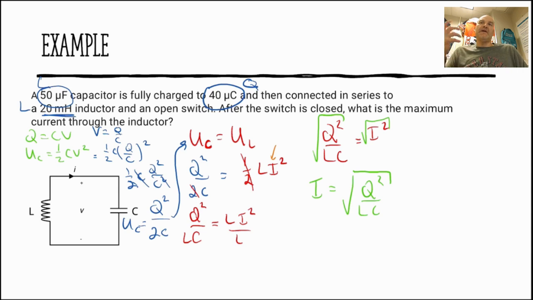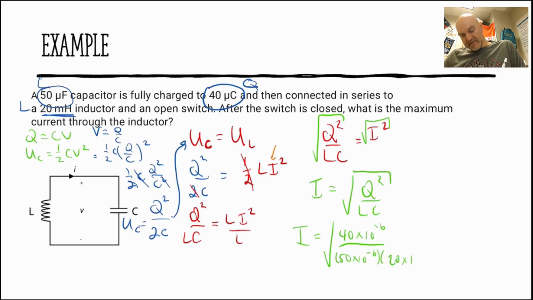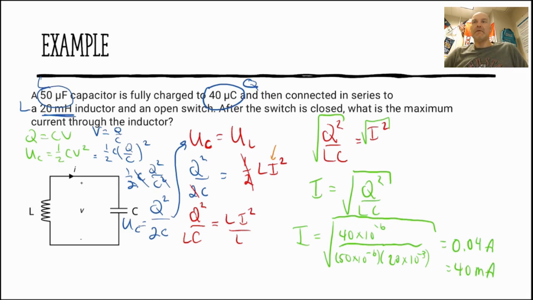Be careful, because the units are microfarads, microcoulombs, and millihenries, so make sure you convert those. I'm going to put in 40 times 10 to the negative 6 divided by 50 times 10 to the negative 6 times 20 times 10 to the negative 3. The amount of current in the inductor is going to be 0.04 amps, or 40 milliamps.